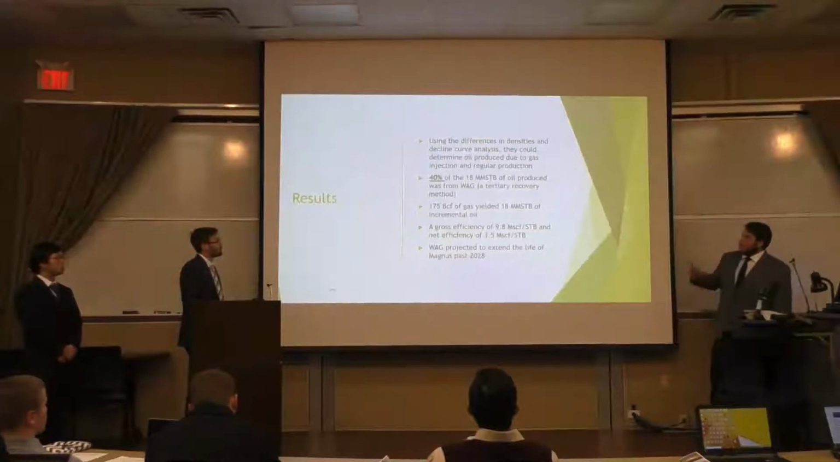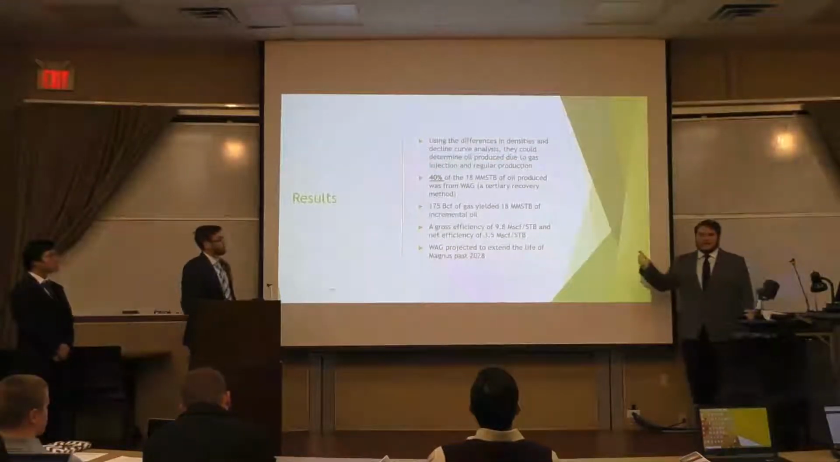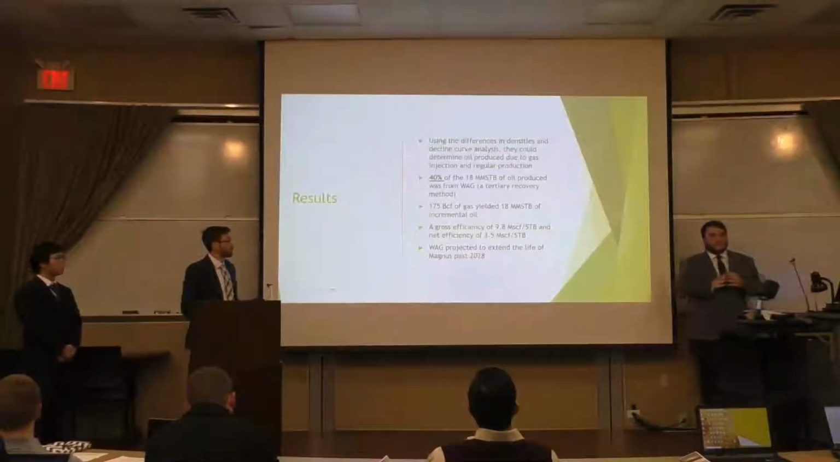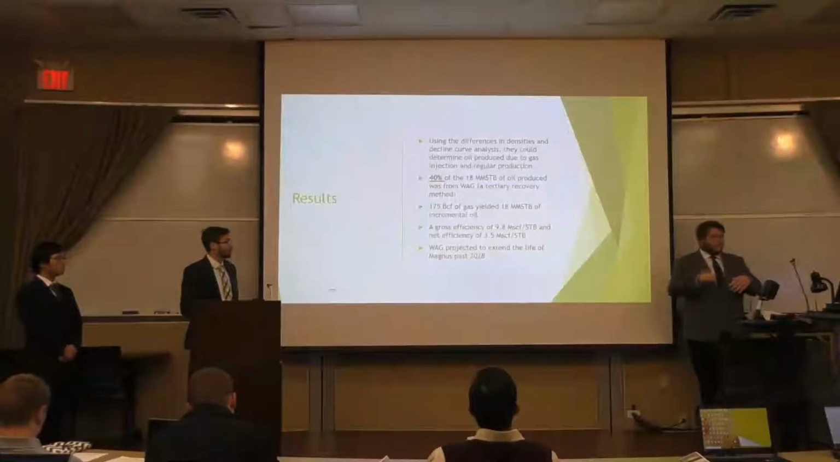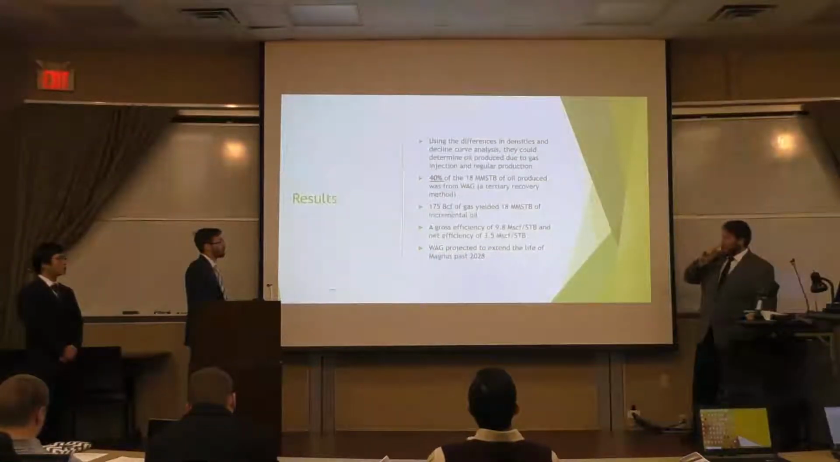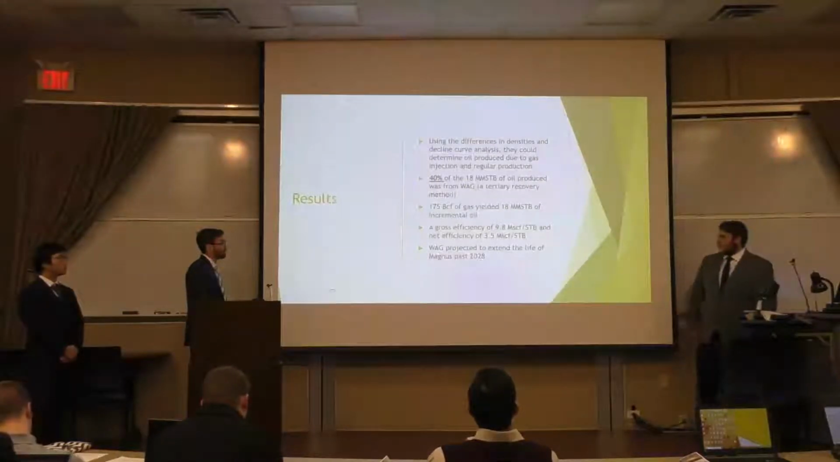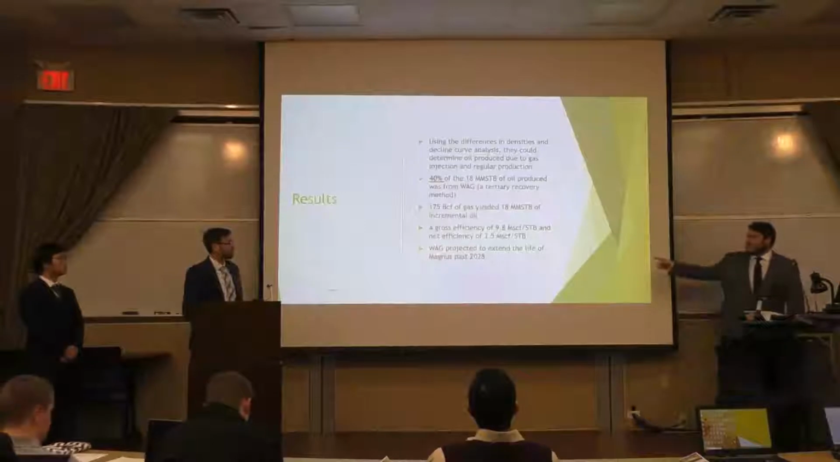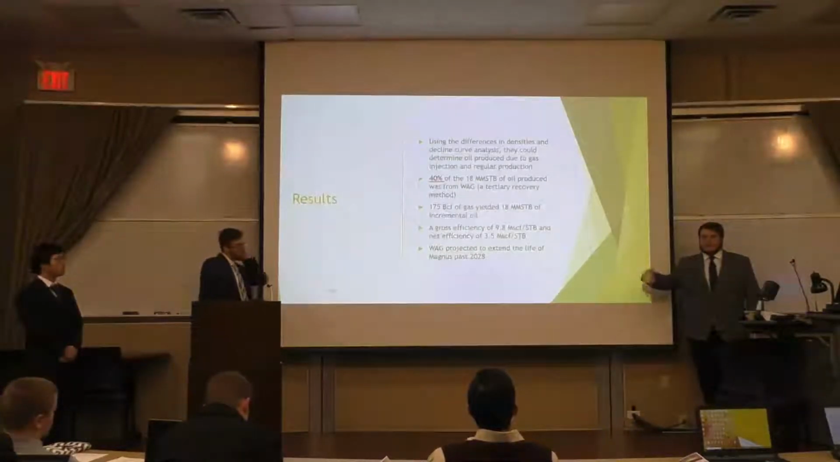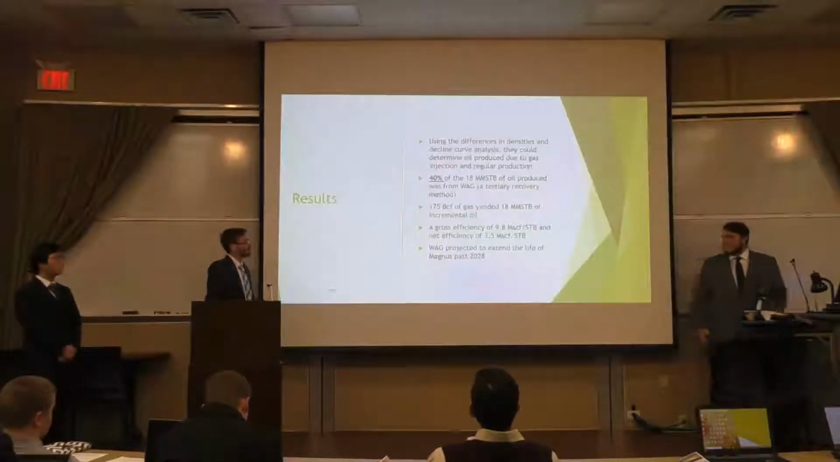And they also found that out of the 175 BCF of gas they used, they got 18 million standard barrels, with a gross efficiency of 9.8 MCF per STB and a net efficiency of 3.5 MCF per STB, which is a good ratio considering MCF is what, $3, $3.20, and STB is $52. So it not only increased production, but it also extended the life of the Magnus Reservoir to past 2028.